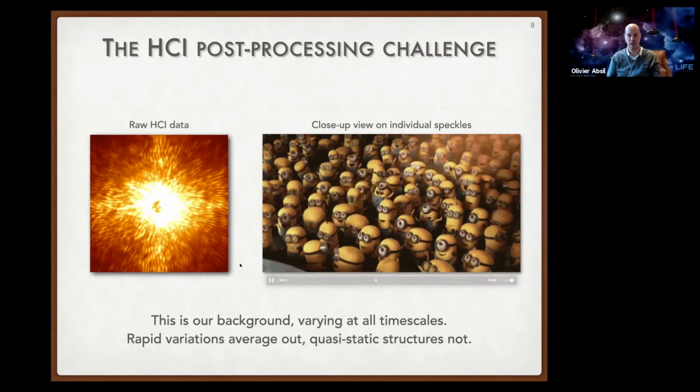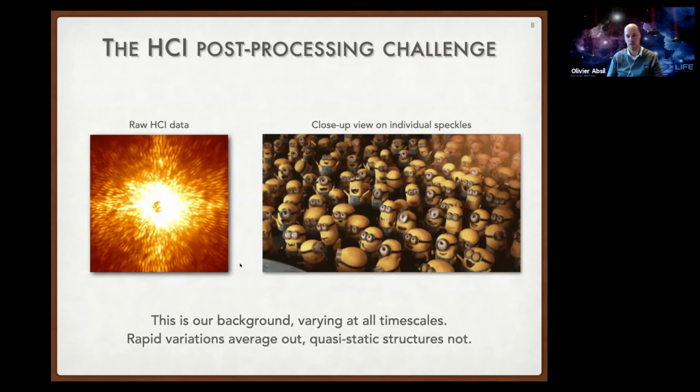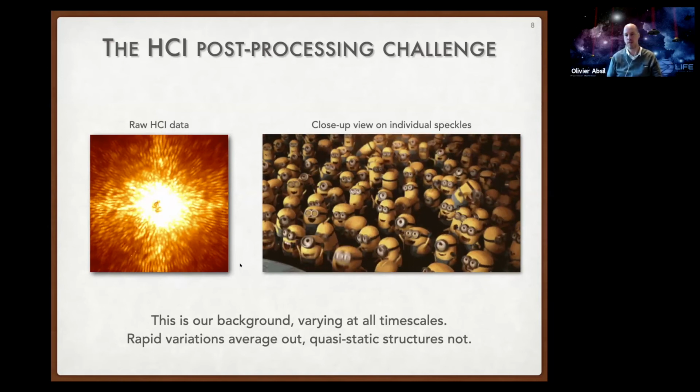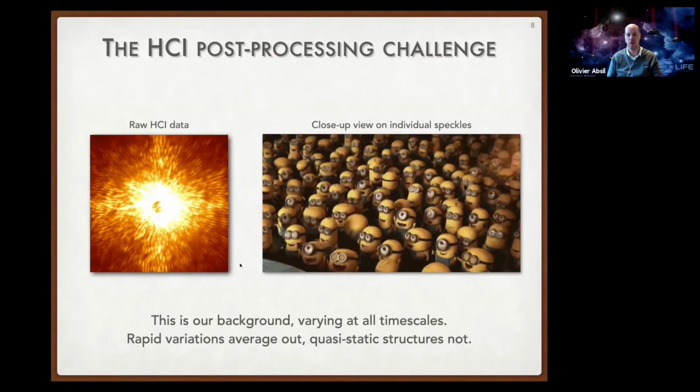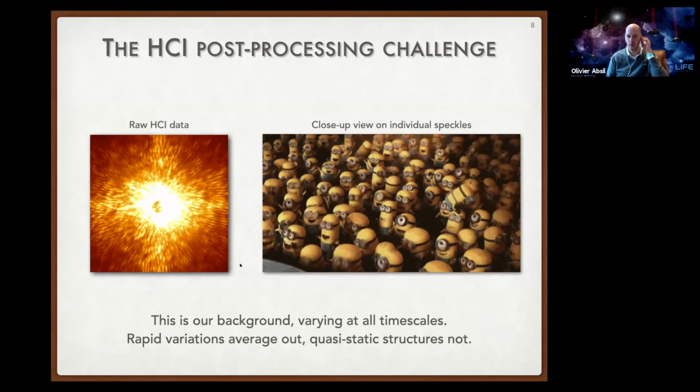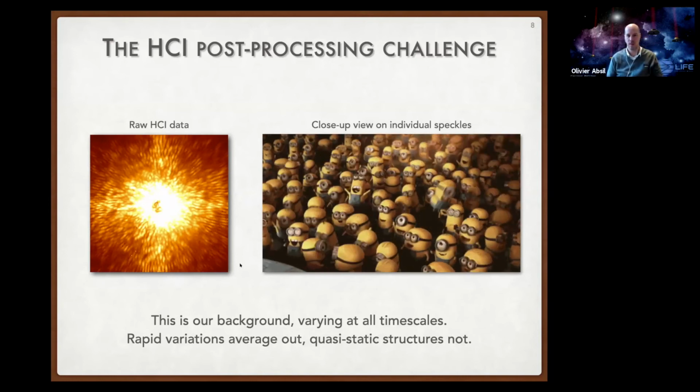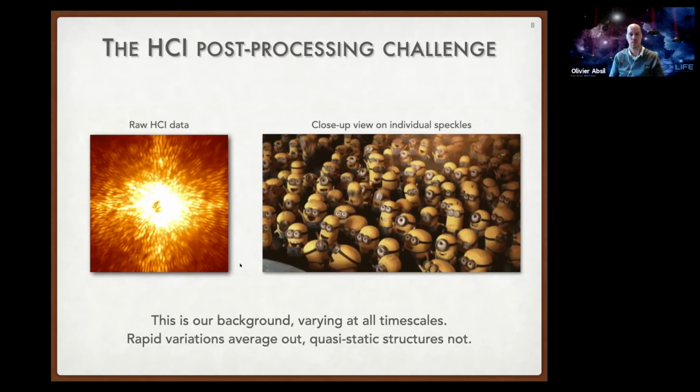The rapid variations will generally average out to some level, while the quasi-static structures will not, and are usually the most important nuisance to the exoplanet imaging instruments.